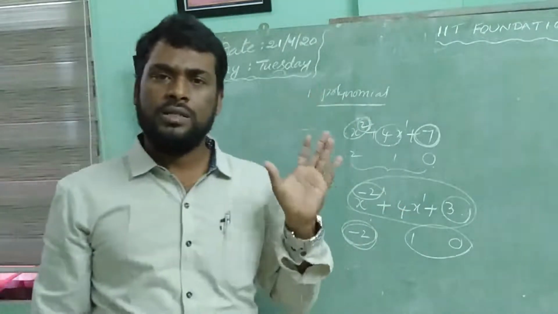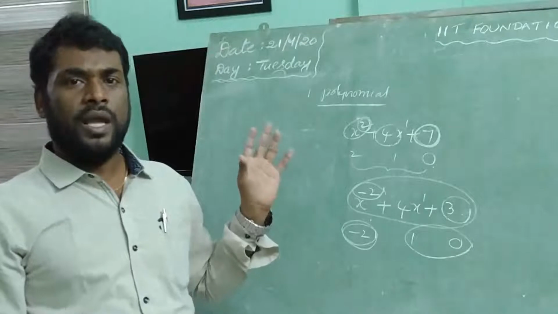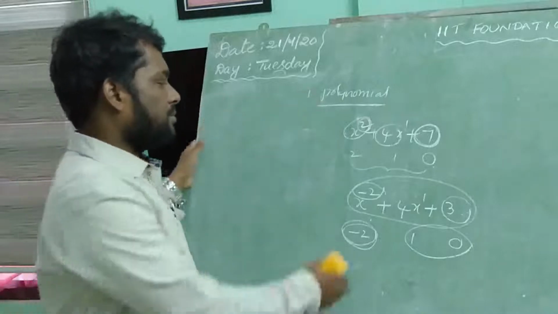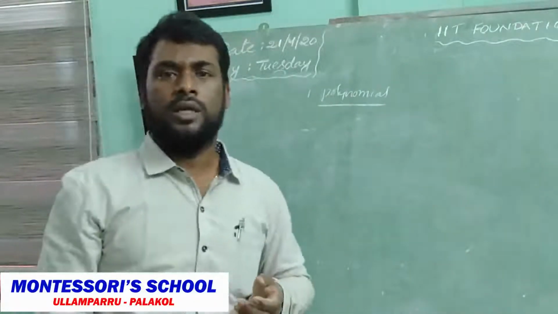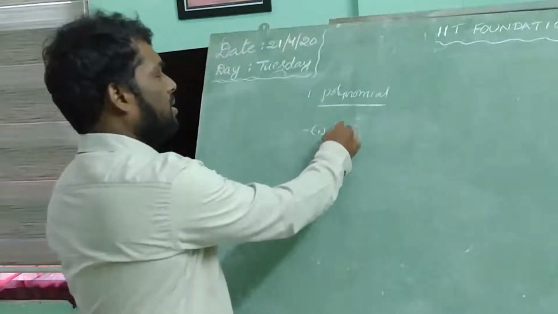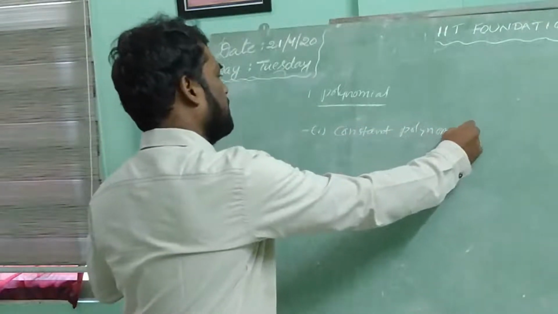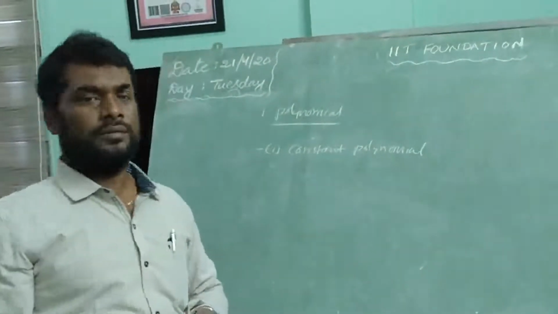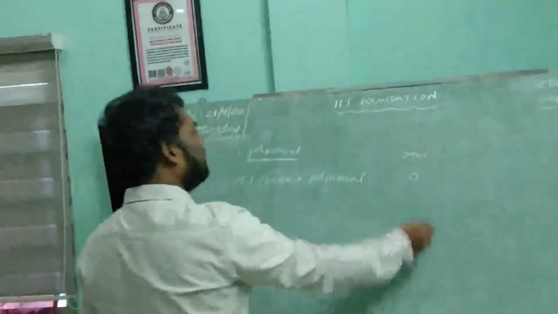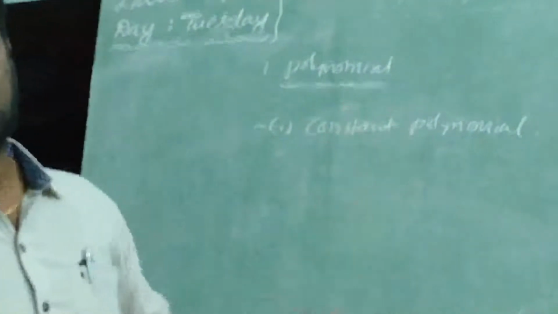So once again, what is the definition of a polynomial? If all the terms of an expression have non-negative integral powers, such an expression is called a polynomial. There are different kinds of polynomials depending upon the degree of the polynomial. The first one is constant polynomial. What is a constant polynomial? If the degree of the polynomial is 0, such a polynomial is called a constant polynomial.